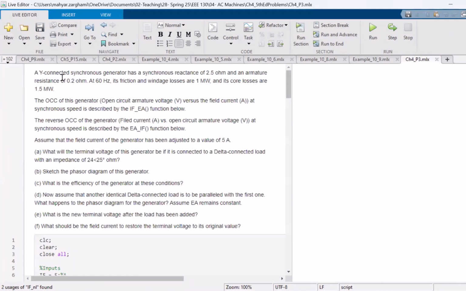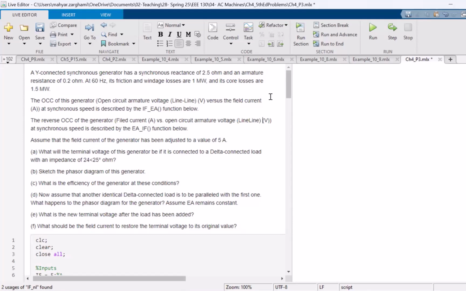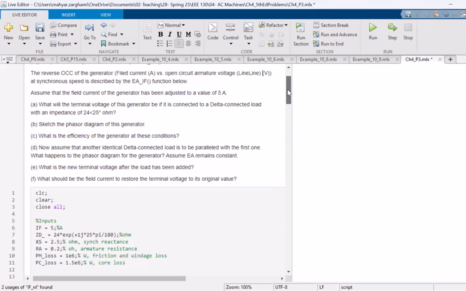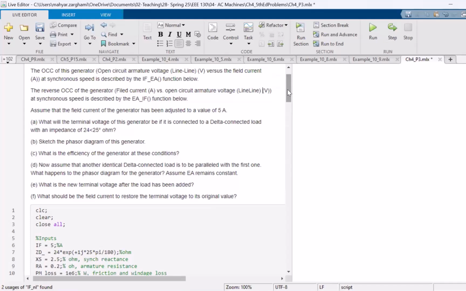In this problem, we have, again, a Y-connected synchronous generator with a synchronous reactance of 2.5 ohms and armature resistance of 0.2 ohms. At 60 hertz, the friction and windage losses are 1 megawatt, core losses are 1.5 megawatt. Again, the OCC of the generator at synchronous speed and the reverse OCC, I'll make sure I put line to line here. We're assuming that the field current has been adjusted to a value of 5 amps. So we know how much the field current is.